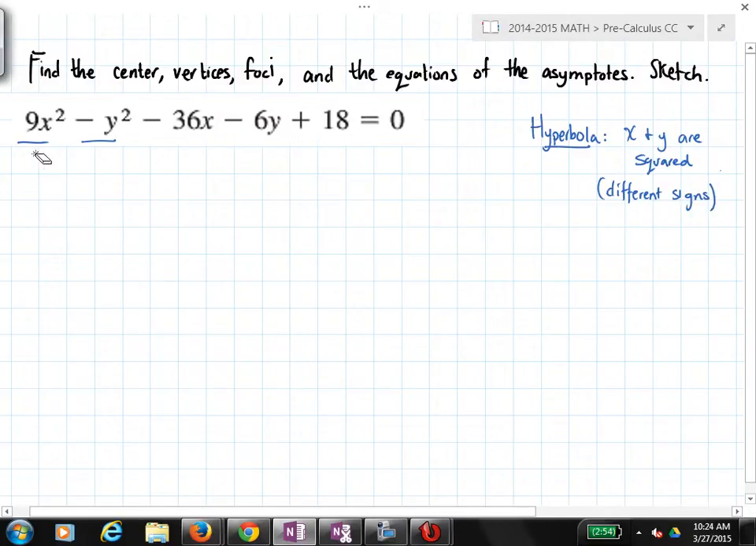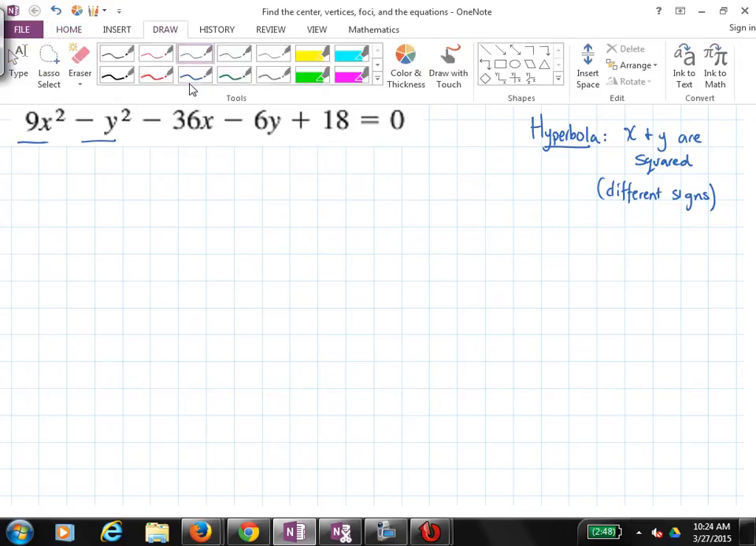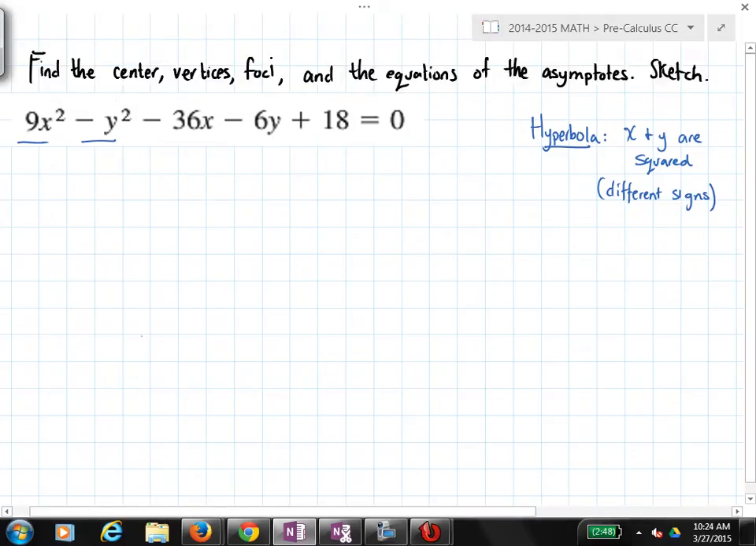So if I look at this 9, it's positive. I look at this -1, it's negative. So that's how I know it's a hyperbola. If they were the same sign, it would just be an ellipse. The procedure is going to be very similar to the other ones. We're going to complete the square.